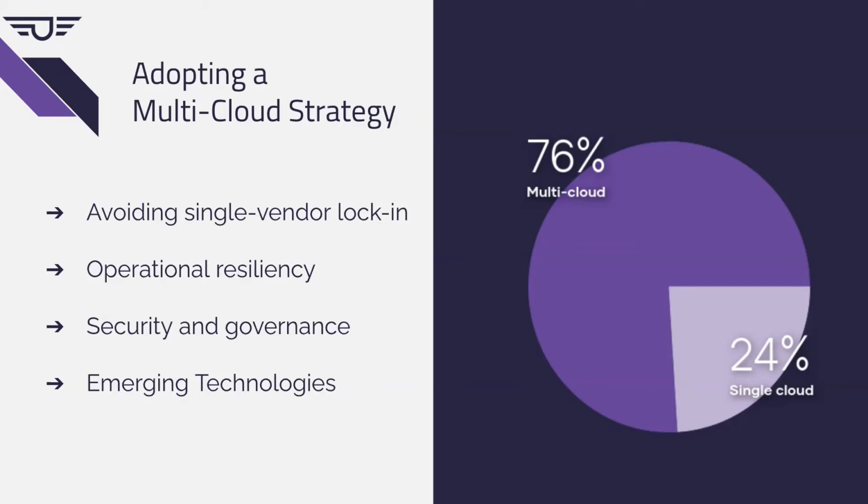Emerging technologies can also play a part. A cloud provider that is the first to offer a tool in a specific field, such as artificial intelligence, is much more likely to be utilized by companies if they're already operating with that cloud provider.